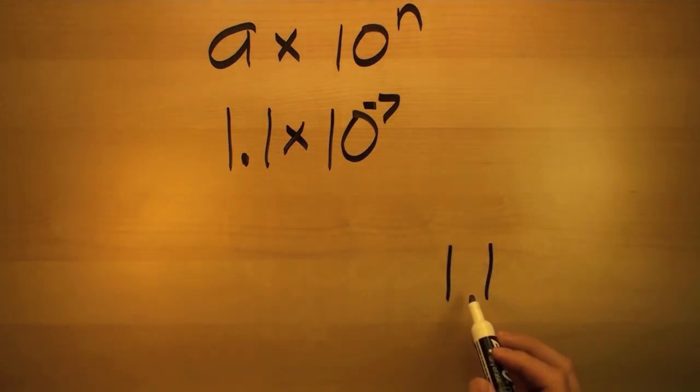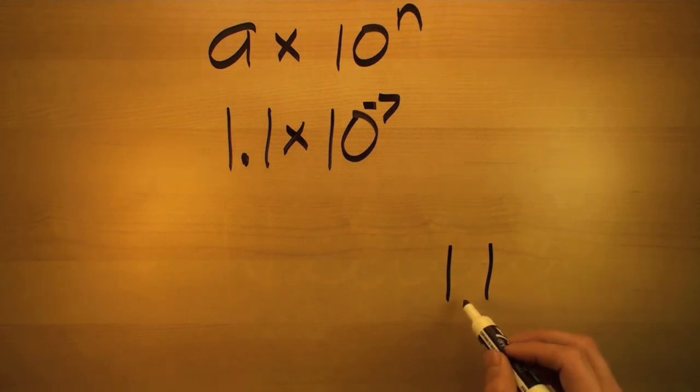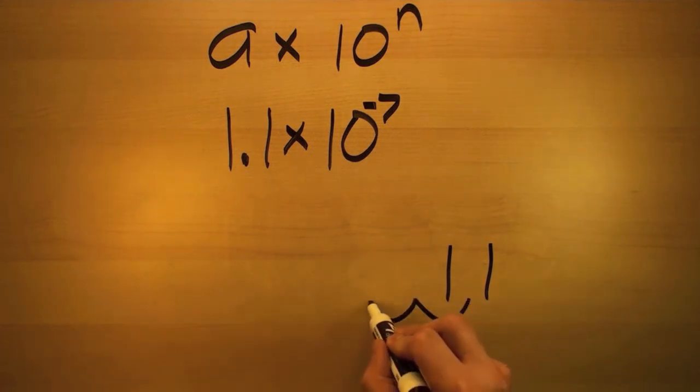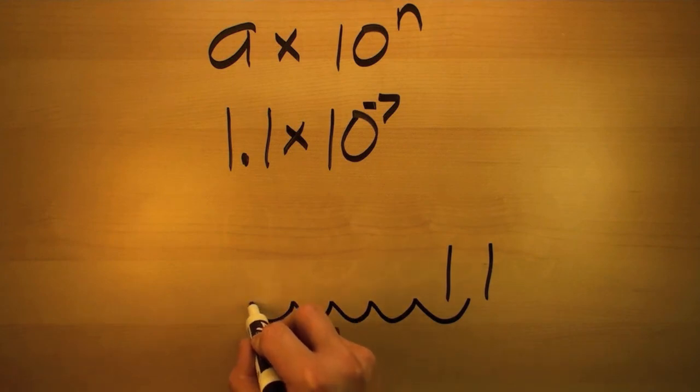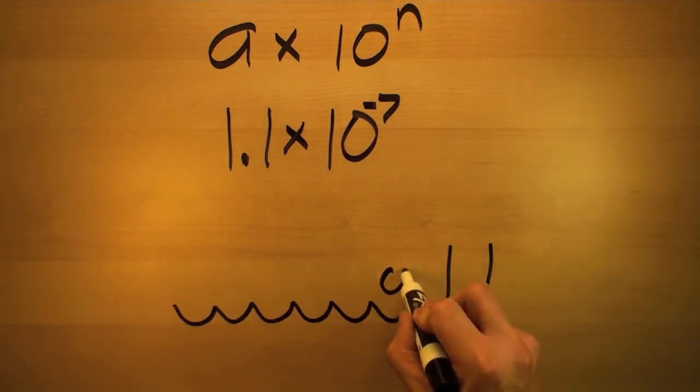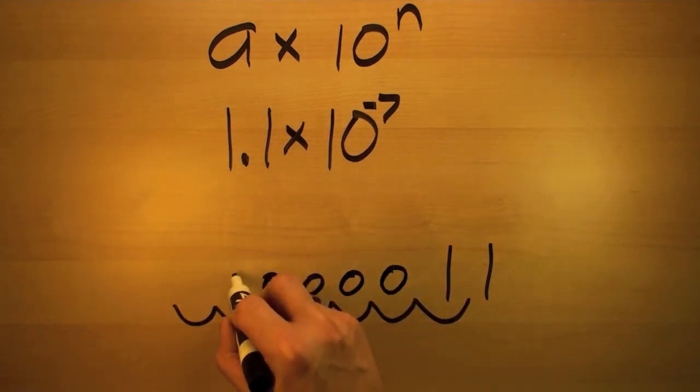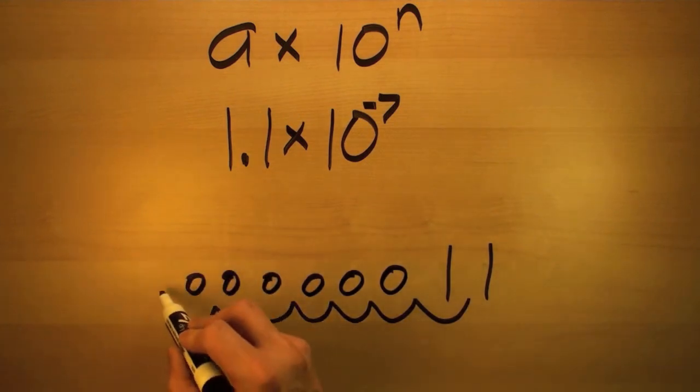The decimal was in between these two ones. Now we're going to move 7 spaces. 1, 2, 3, 4, 5, 6, 7. And then we fill in with zeros and a decimal place.